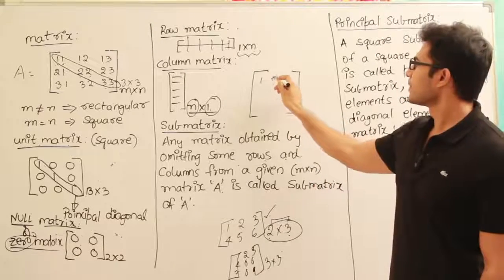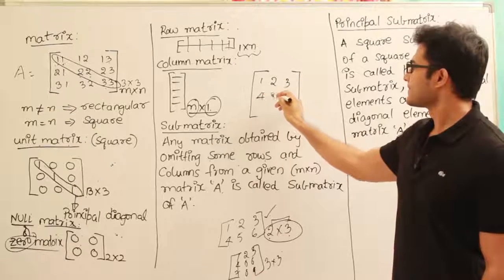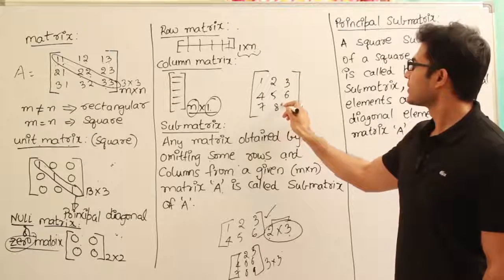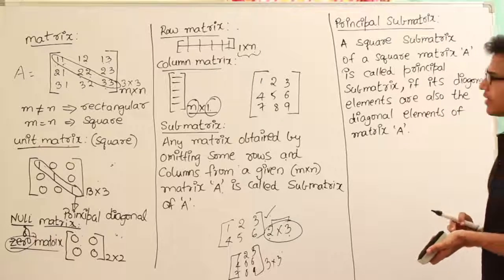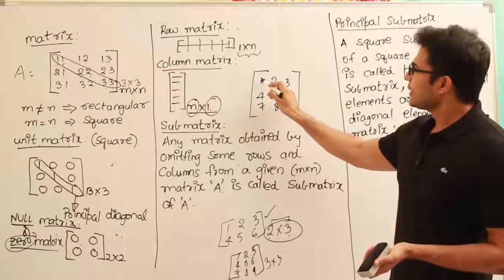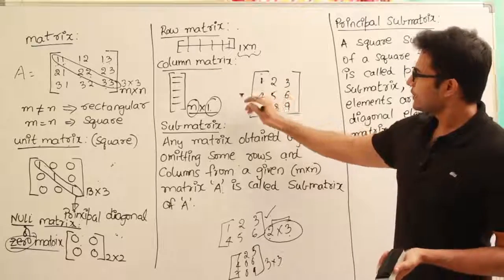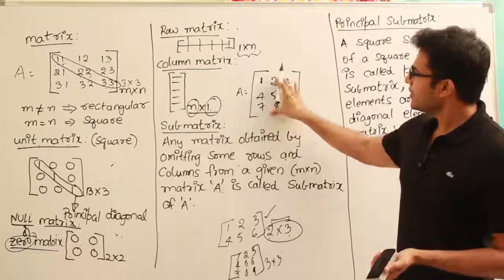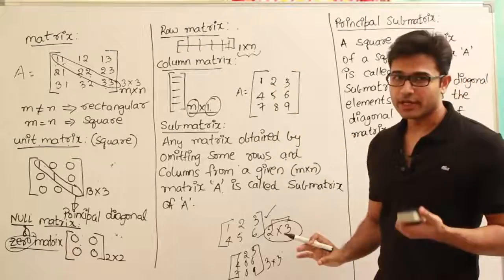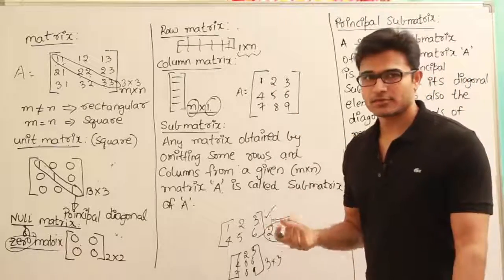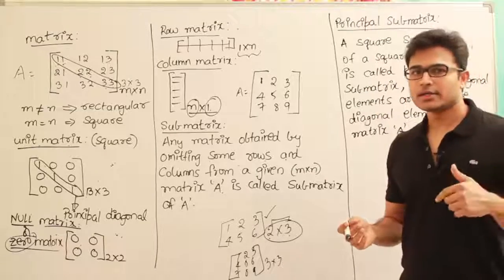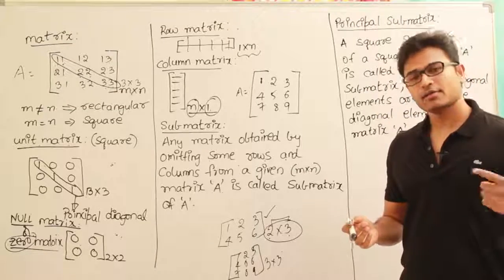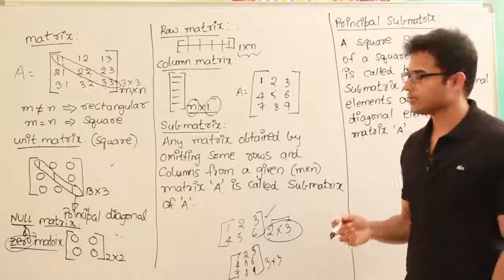Let us say this is a matrix, right? And one more thing, let us call it matrix A. A itself is a submatrix to A. A is a submatrix to itself, right? And moreover, if you try to eliminate either a row or a column, again you get a submatrix, right?